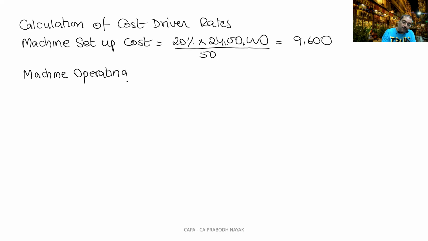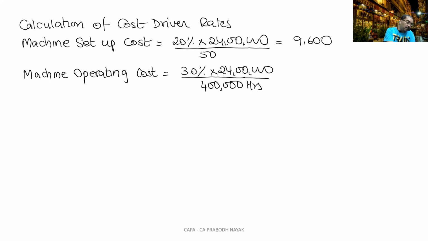Machine operating cost is given as 30%. So 30% of 24 lakhs. This is going to be divided by number of machine hours. Number of machine hours are 4 lakh hours. So 24 lakhs into 30% divided by 4 lakhs is 1.8.